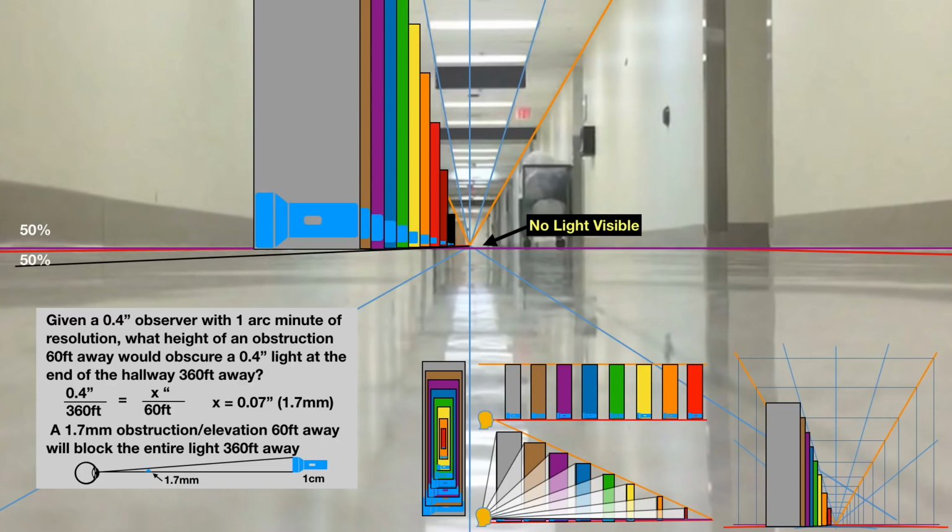So here's some practical examples. Given a 0.4 inch observer height with the 1 arc minute of resolution, what height of an obstruction 60 feet away would obscure 0.4 inches of light at the end of a hallway 360 feet away? So it's just the same thing. Now I'm using a flashlight and an obstruction instead of a golf ball and an obstruction. And so we find that just 1.7 millimeters would block the entire light 360 feet away.